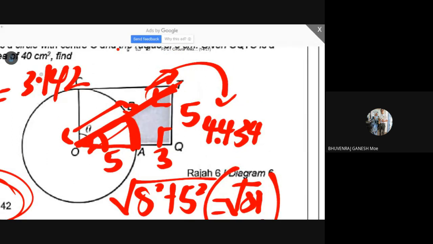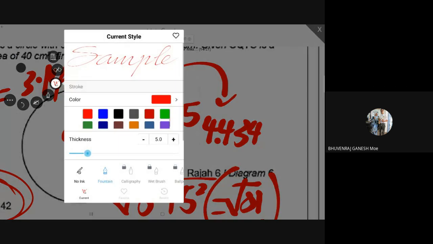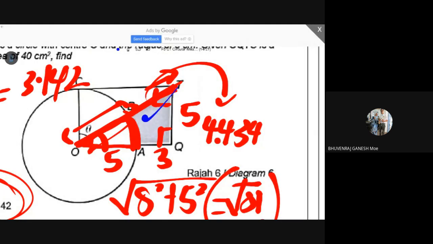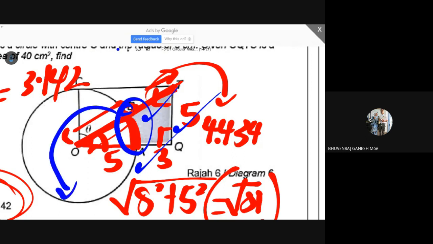Okay, so sekarang kita tahu yang ni. Wait, let me change color first. Nanti semua pening dengan warna merah. We know this one, we know this one, we know this one. Okay, now we have to find this length. Can you all find out for me, guys? Panjang lengkok AB ni, the length of arc AB, what do you get? You already know the radius, you also know the angle.